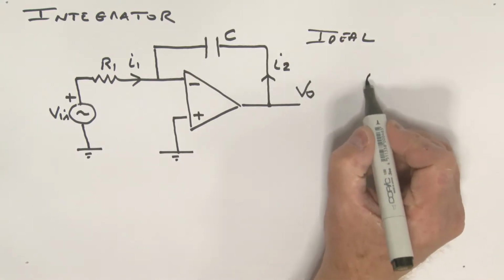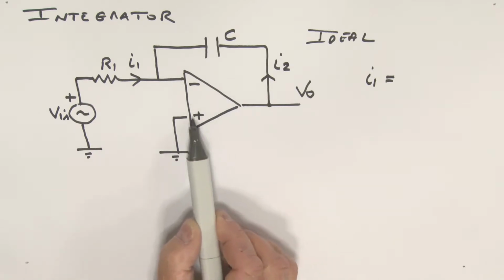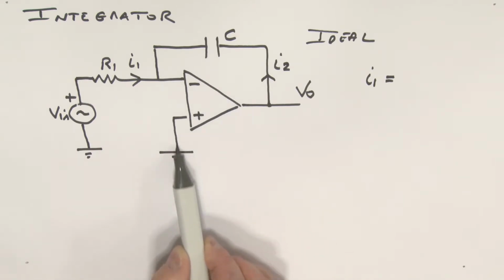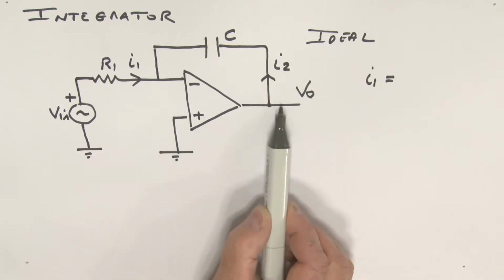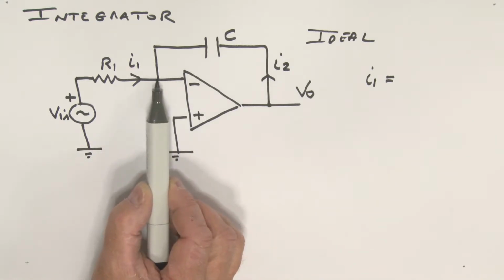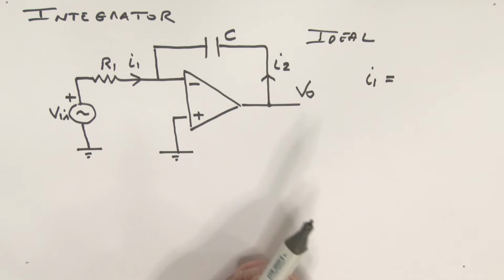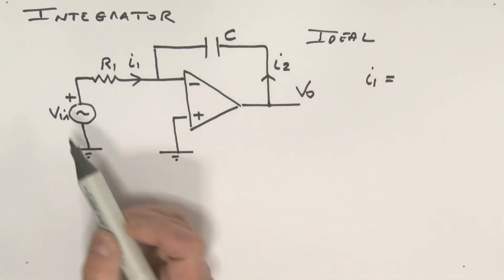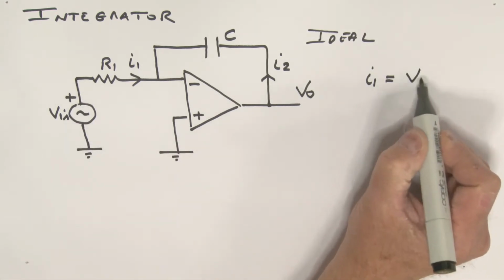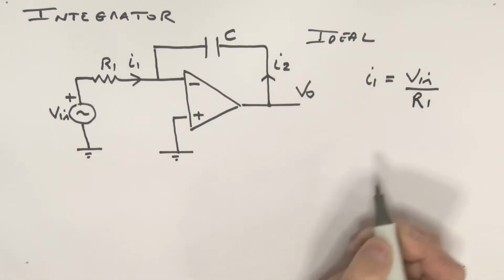All right, well the current I1 is equal to, now let's think about this for a moment. The non-inverting input here is actually attached to ground. Assuming this output voltage over here is not in a saturated condition, we're then going to assume that this point over here is a virtual ground. So voltage-wise, this is also at 0 volts. So this current I1 then is simply equal to the voltage Vin divided by that resistance, which is R1.